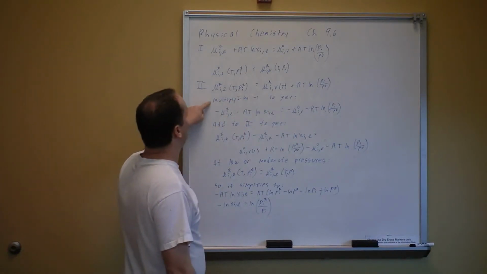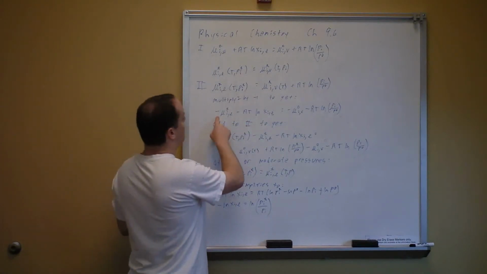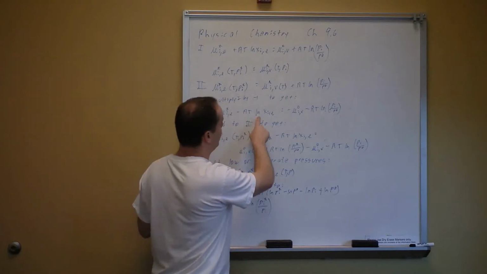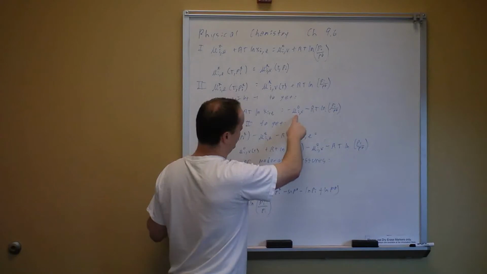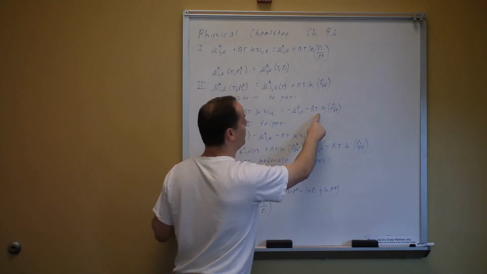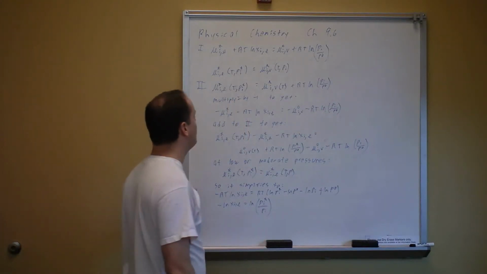Now we're going to take our first equation and multiply it by -1, so all we get is minus mu sub I in the liquid phase, unmixed, minus RT natural log of the mole fraction of I in the liquid phase, and that's equal to the chemical potential of I in the vapor phase at standard state, minus R times the temperature times the natural log of the partial pressure of I divided by P naught.